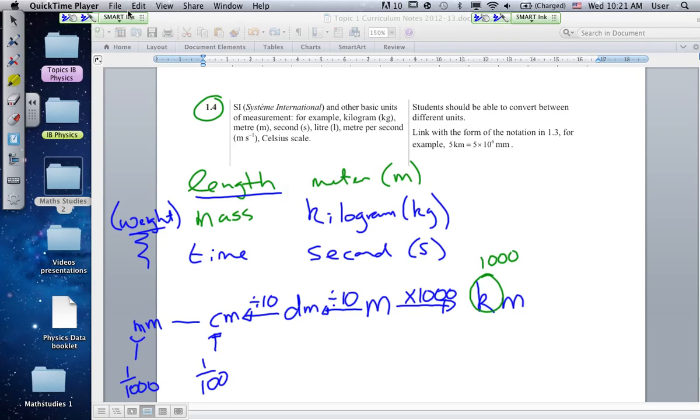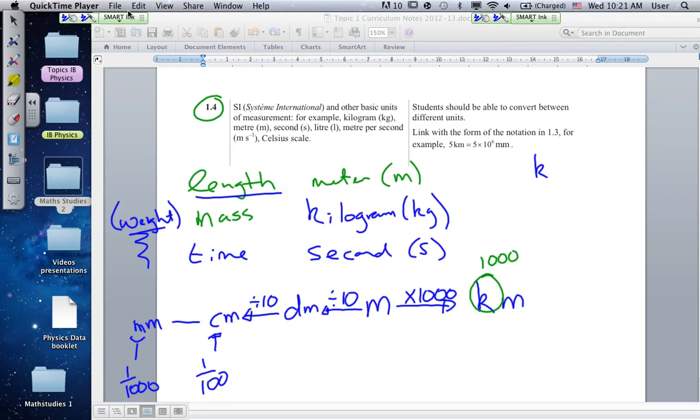Will we actually need to memorize these? Yeah, you need to know these. I mean, it's obvious: kilometer, meter, centimeter, millimeter, micro, nanometer. Nano, 10 to the minus 9, billionths. Yeah, I think you should know that.